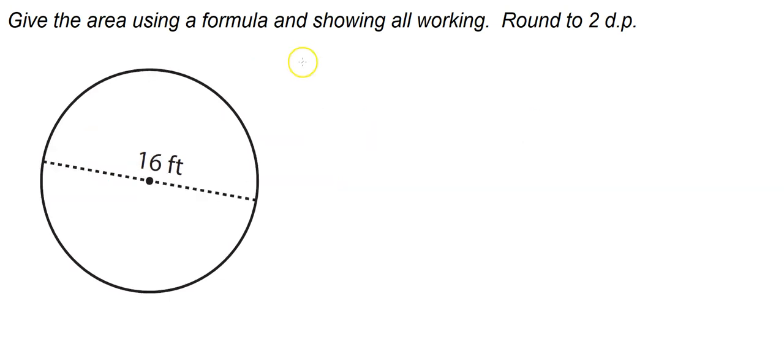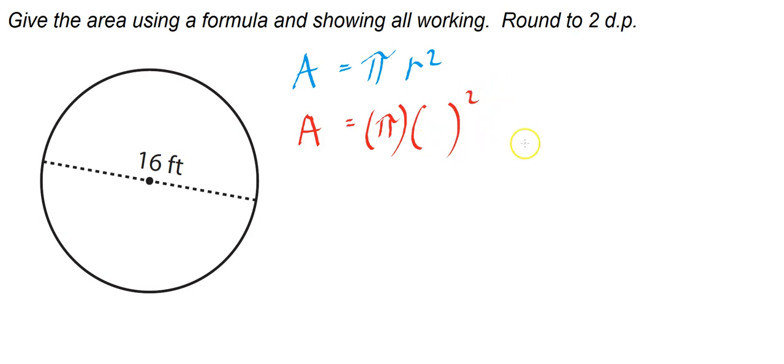Okay, you're getting the area, so let's use the formula. Area equals pi r squared. So let's see what we've got. So let's just write the second line. So we know we're going to have pi as a constant, and we're going to multiply by the radius squared. We just have to find out what the radius is.